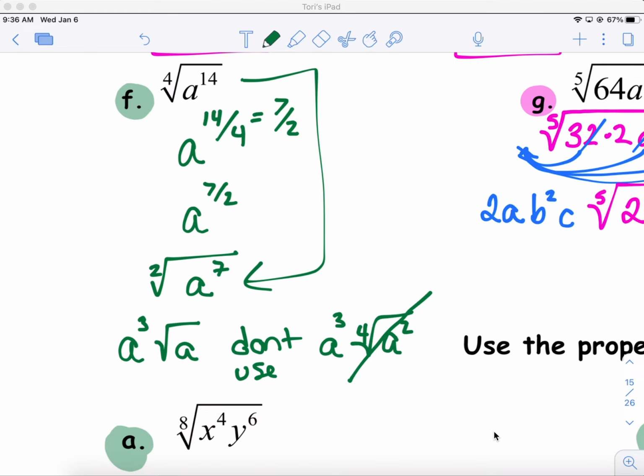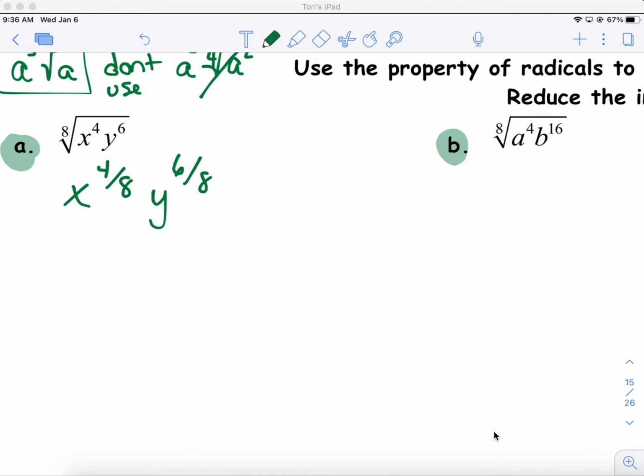All right, let's go down to the bottom. Down to the bottom, we are doing the same thing. We are reducing the exponent. So I'm going to rewrite this. X, remember the 4 is the numerator, the 8 is the denominator. 6 is the numerator for y, 8 is the denominator. Now you are trying to simplify it, but you need to make the denominators match because that's the index. Okay, so even though this will simplify to 1/2, this one can't simplify down to a something over 2.